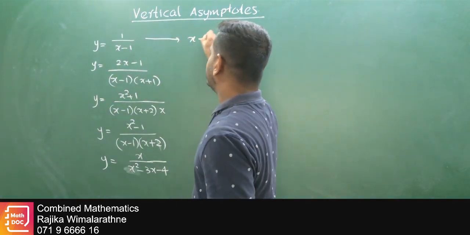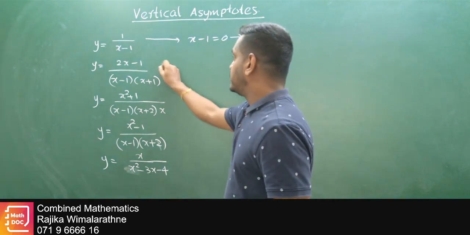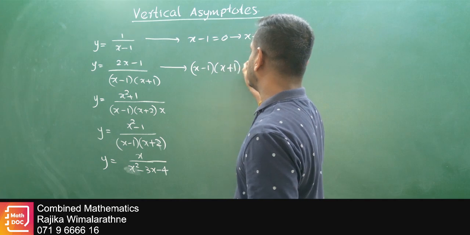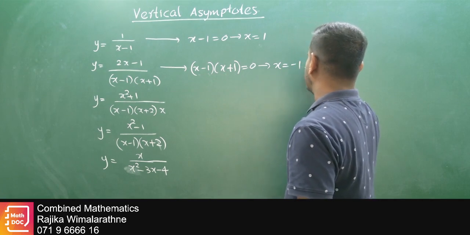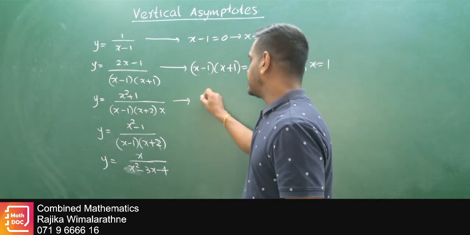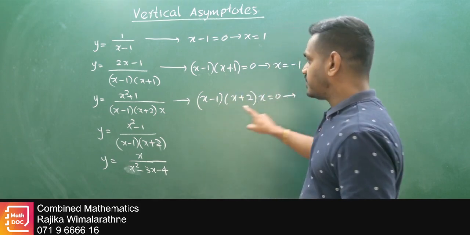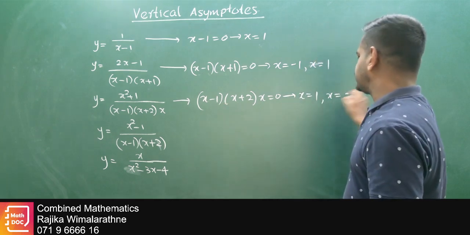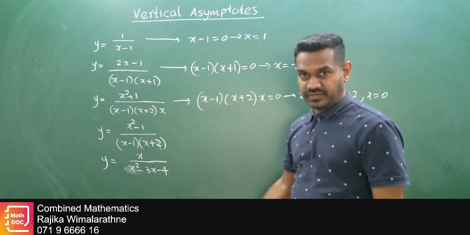Consider the denominator x minus 1 equal to 0. Then x equals 1 is the vertical asymptote. Then here the denominator zeros: x minus 1 times x plus 1 equals 0, so x equals 1 and x equals minus 1, we say vertical asymptotes. Then consider the denominator x minus 1, x plus 2, x equals 0. Now you solve it. Here x equals 1, x equals minus 2 and x equals 0. We have three solutions, so we have three denominator zeros.